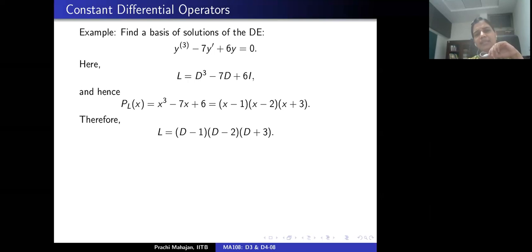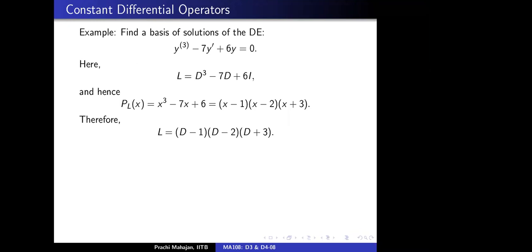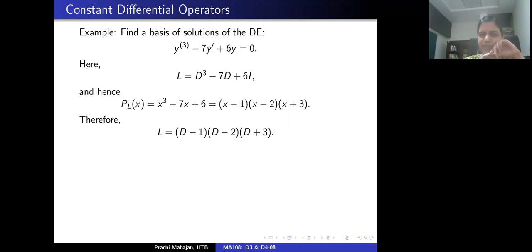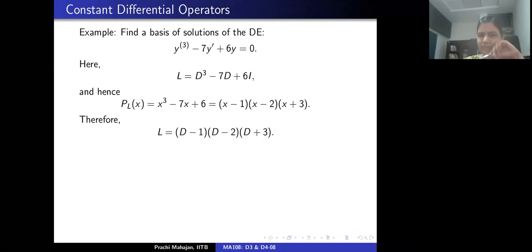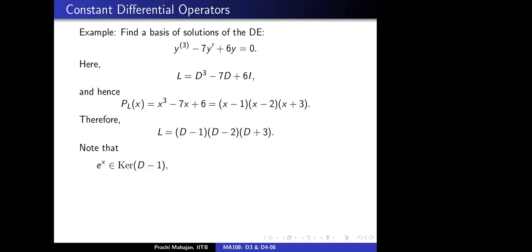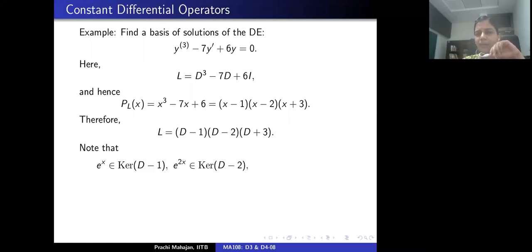So, what is in the kernel of D minus 1? I'm looking at the solution space, D minus 1 applied to y equals 0. What is the solution space of that? e to power x, right? And similarly, for D minus 2, what is in the kernel of the operator D minus 2? e raised to 2x. And the kernel of the operator D plus 3? e raised to minus 3x, right? So we can write down the basis of the solution space of each of the operators D minus 1, D minus 2, and D plus 3, correct?